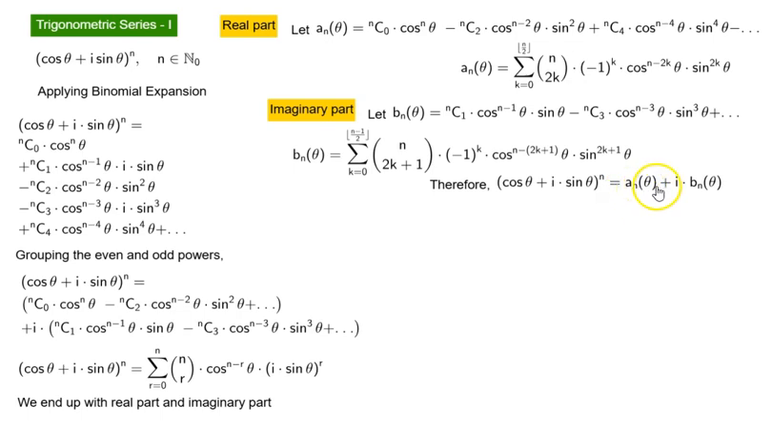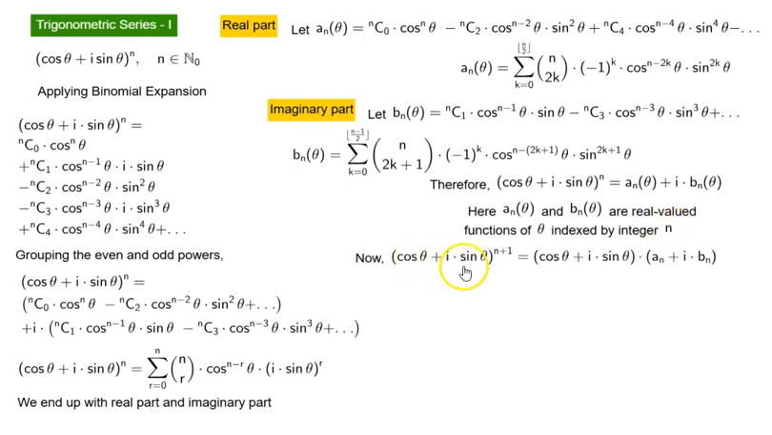So therefore, (cos theta plus i sin theta) to the power of n is equal to A sub n of theta plus i times B sub n of theta. Now here, remember, A sub n of theta and B sub n of theta are real valued functions of theta indexed by integer n. Now, (cos theta plus i sin theta) to the power of n plus 1, we are taking the next power, is equal to (cos theta plus i sin theta) times (A sub n plus i times B sub n).